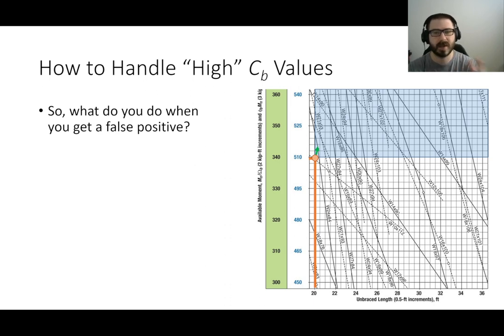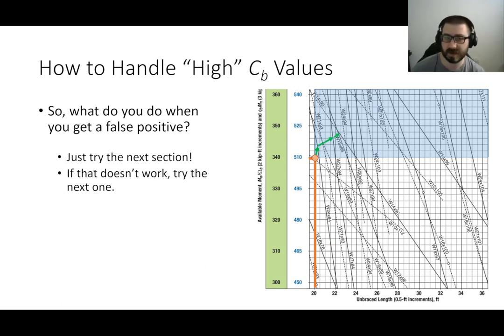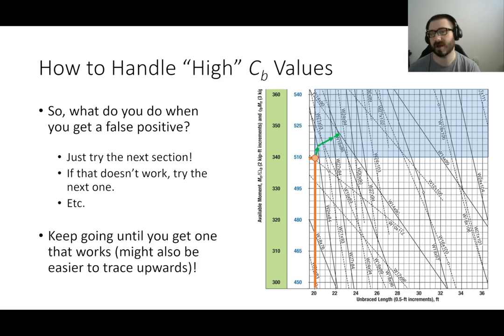But it should be, you should have found this, and so you go to 20 feet and 510, and so you're hugging that left end of the table, look up and to the right, and that's the section that you look up. So what happens when you get a false positive? If you get a false positive, just go to the next one. And then if that doesn't work, go to the next one. And you keep going to the next one until you find one that works.